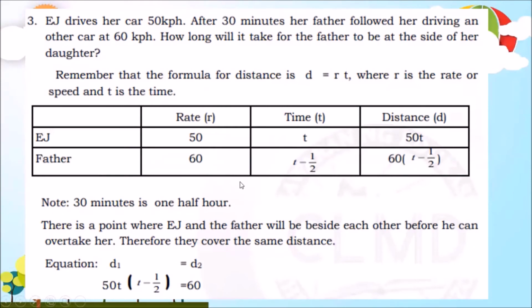Then 50t multiply 60 times the quantity t minus 1 half. So paano natin siya isosolve? D sub 1, distance, is equal to distance sub 2. So ito yon: 50t times the quantity t minus 1 half equals 60. So hanggang doon lang muna tayo sa translation dahil yun ang ating pinaka main topic for this week. At dahil ang problem solving naman ay continuation ang discussion natin next week.